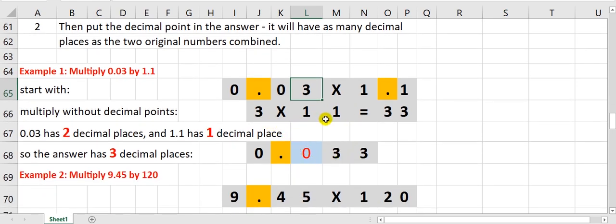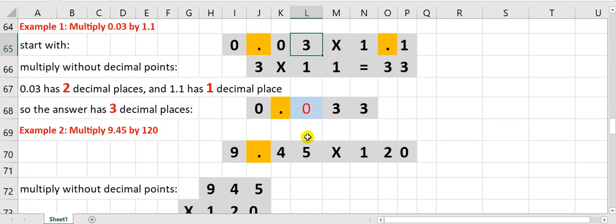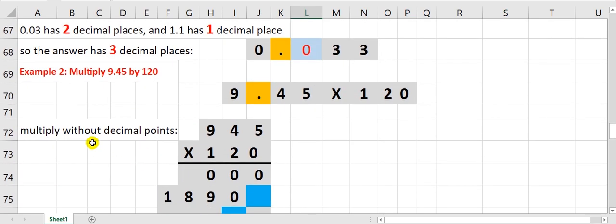3 by 11 equals 33. Then we look here. Here 2 decimal places and here 1 decimal place. So the total is 3 decimal places. Here 33, I will move the point 1 place, 2 places. The third place, I put 0 here. So this is the result.